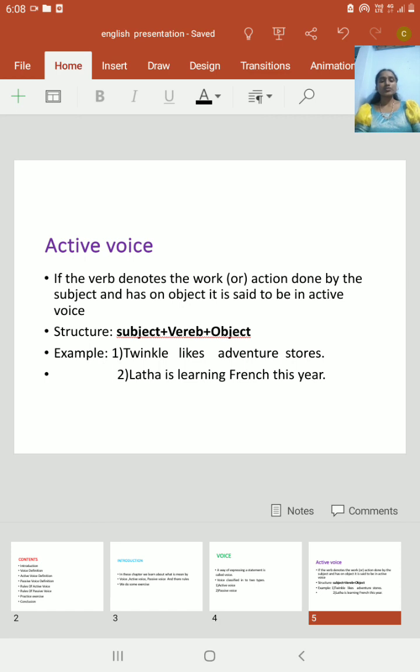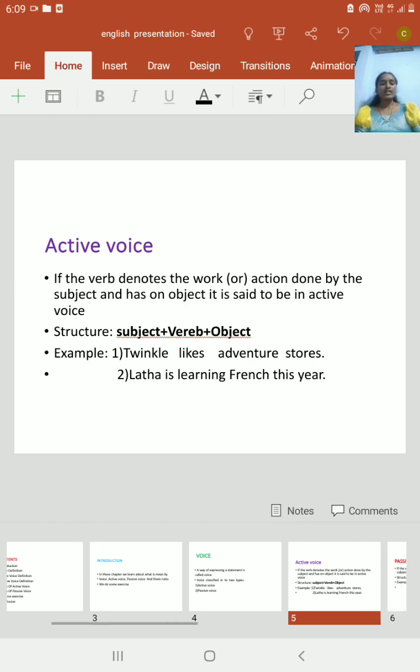First one, active voice. If the subject denotes the work or action done by the subject and has an object, it is said to be in active voice. Structure: subject plus verb plus object. Example, Twinkle likes adventure stories. Lata is learning French this year. Here active voice means the action which is done by the subject. So that is known as an active voice.